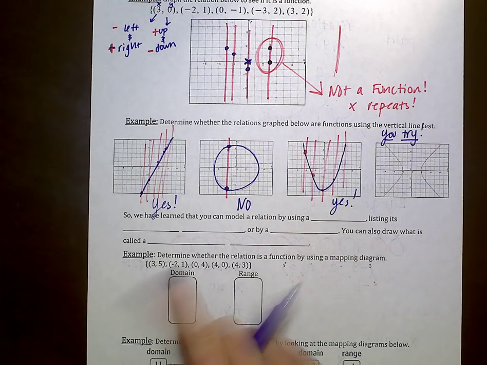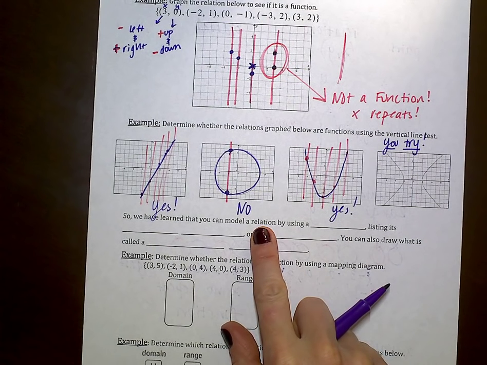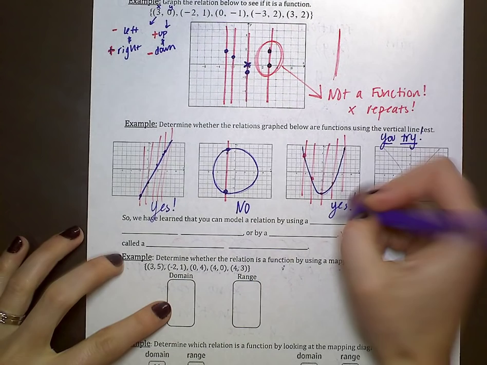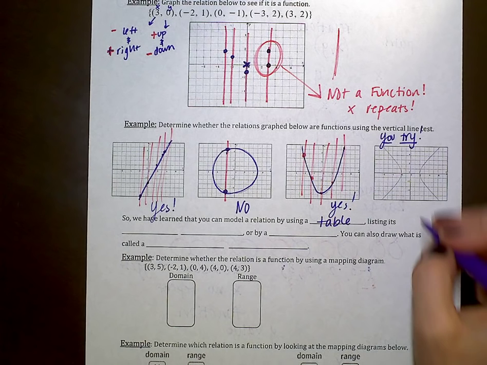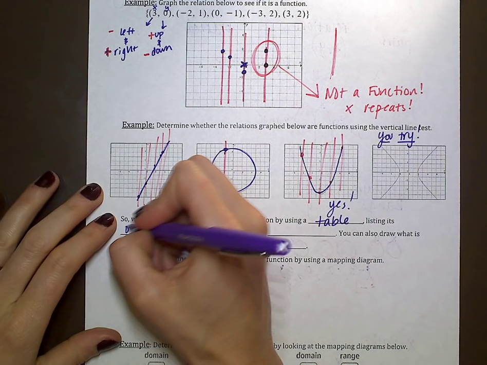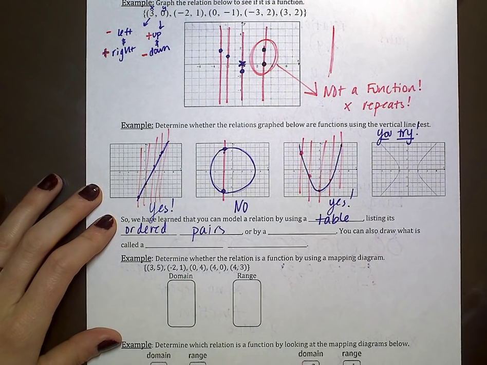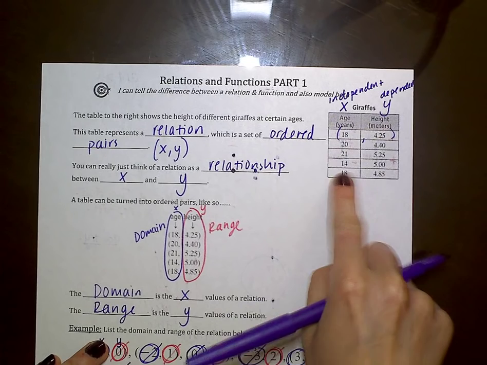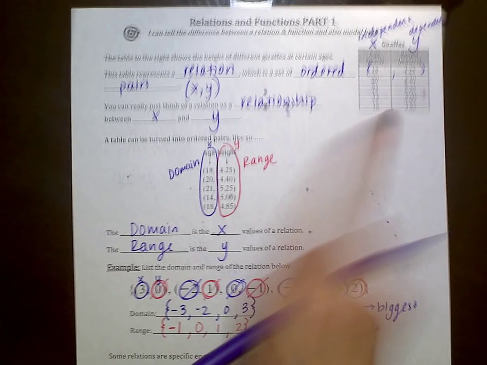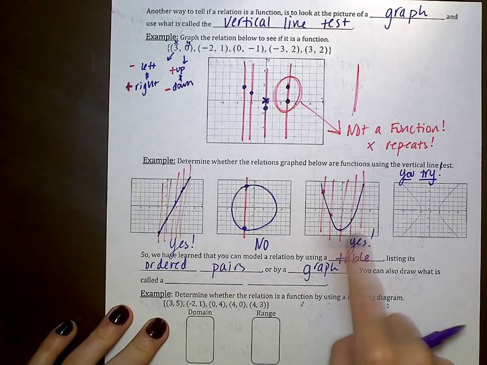Okay, so we have learned that you can model a relation or a relationship between x and y a few different ways. You can use a table, like we had with the giraffes on the front. You can list the ordered pairs, or you can look at the graph. Okay, lots of options. So there's a relationship table, there's a relationship with ordered pairs, or I can draw a graph to show a relation.